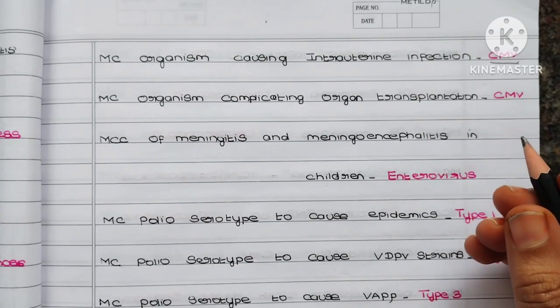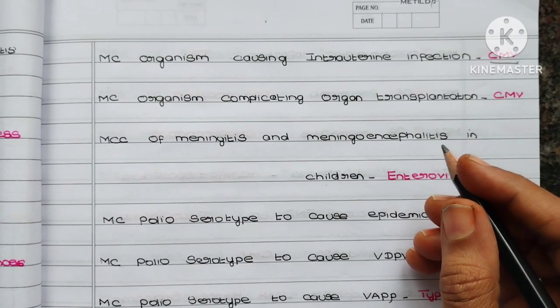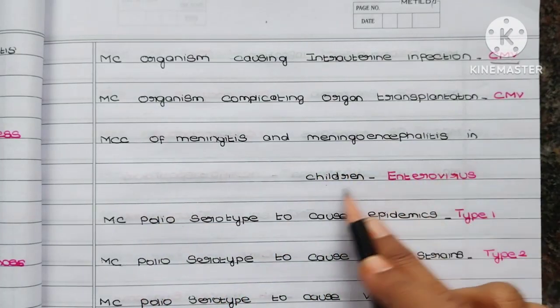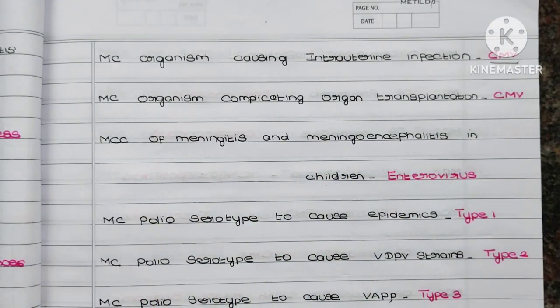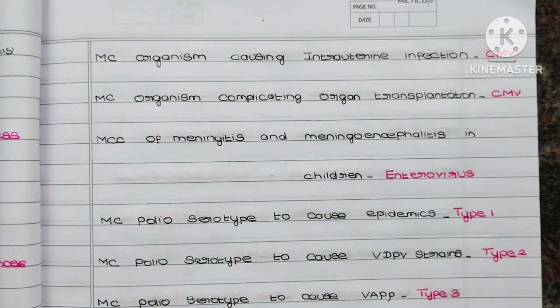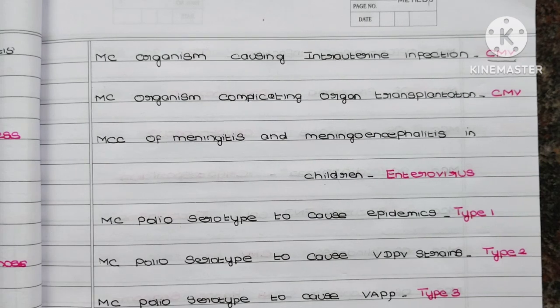Also, what is the most probable organism? Here the key point is organ transplantation. So the most common cause of meningitis and meningoencephalitis in children, if it is among the viruses, you want to think about enterovirus, and if it is among the bacteria, you can go for either Streptococcus agalactiae or Listeria monocytogenes.